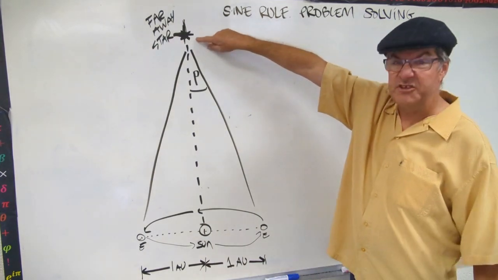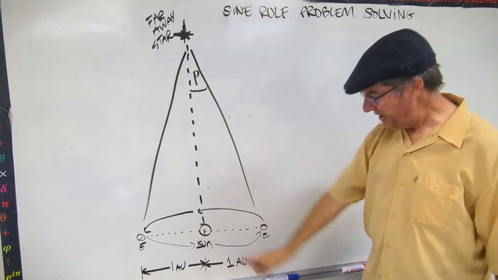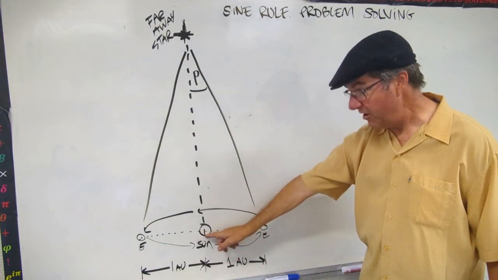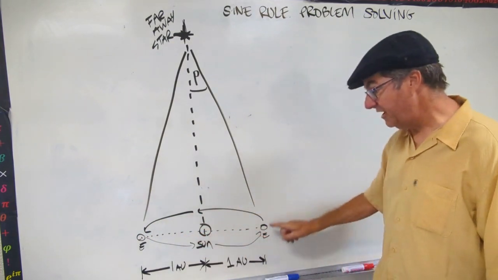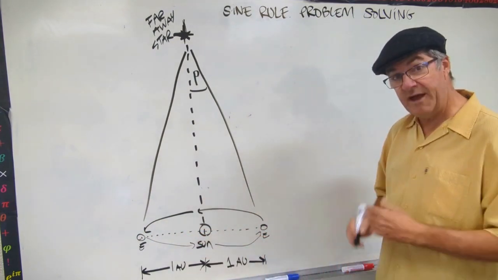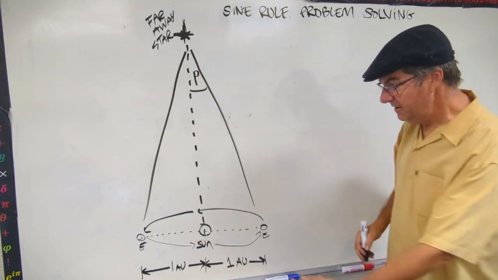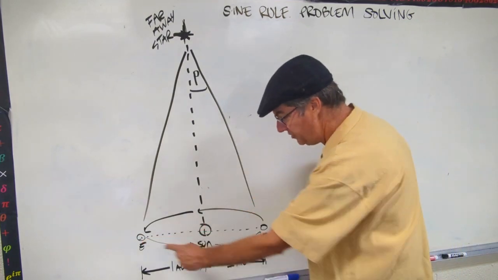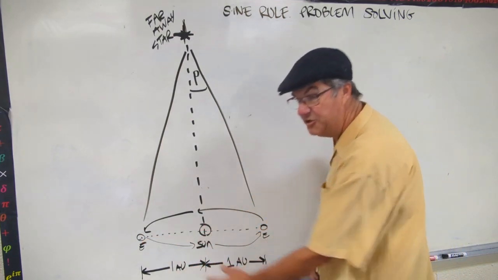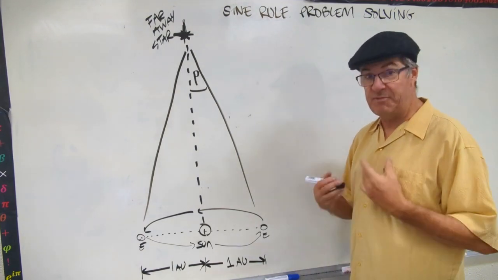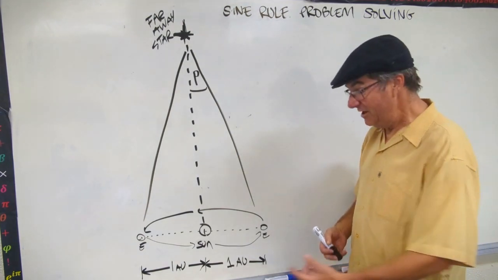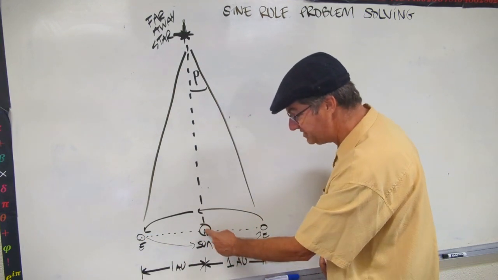Here's a star that's super far away, and then here's our sun right there, and here's our Earth, which rotates around the sun like that. Okay, now we have some distances to talk about here. The distance from the Earth to the sun is 1 AU. That's an astronomical unit. It's about 93 million miles, and that's the distance from the Earth to the sun.